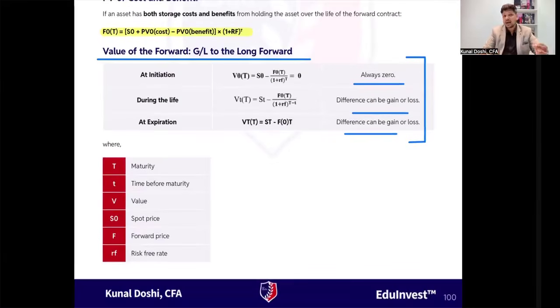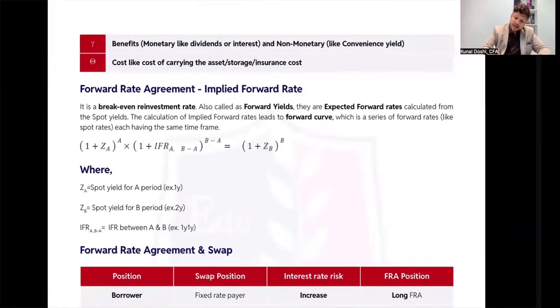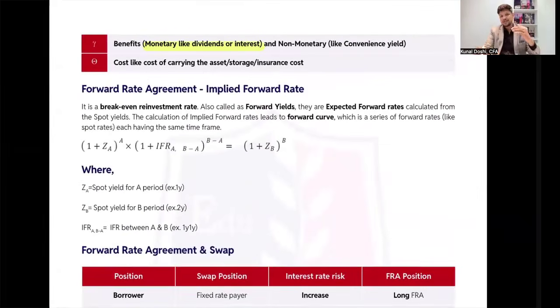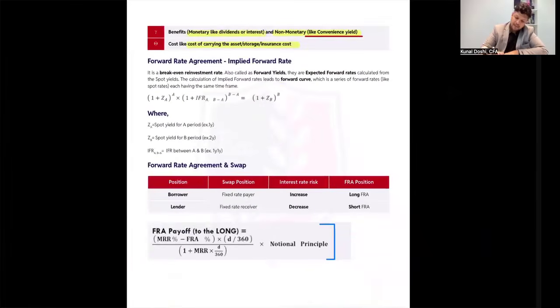Benefits, guys, are monetary and non-monetary. Monetary benefit is like dividend or coupon, which is with financial assets. Physical assets have non-monetary benefit. It is called convenience yield. So there is a cost and there is a benefit. Cost is insurance cost, storage cost, holding cost. Benefits can be monetary or non-monetary. When we do alternative investments, at that time we'll discuss the non-monetary benefit with commodities. Is this clear, everyone? In the class, check and confirm.